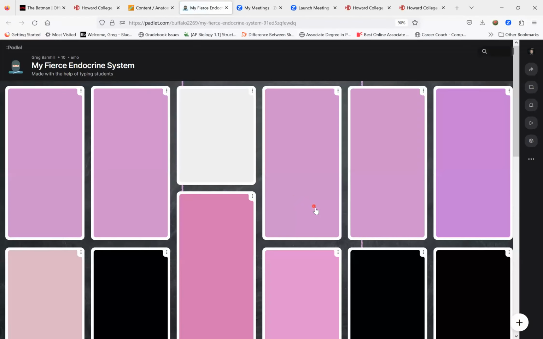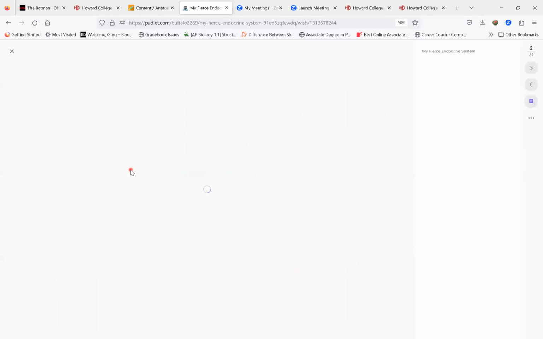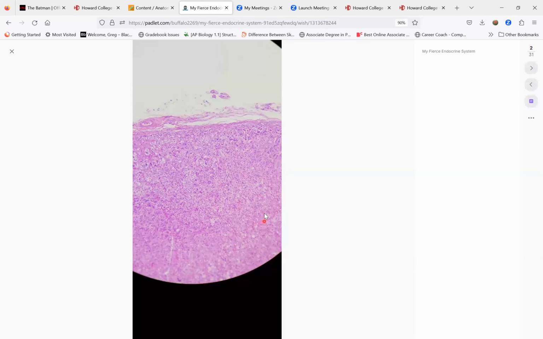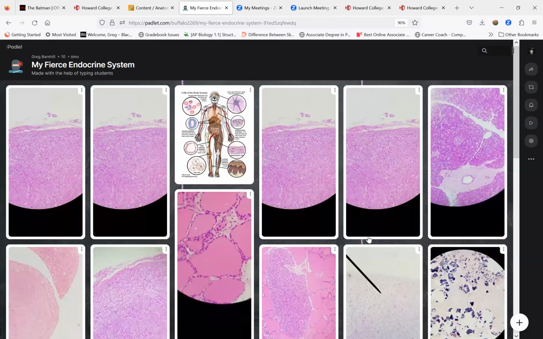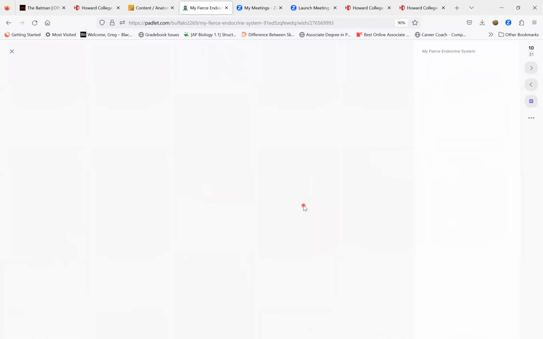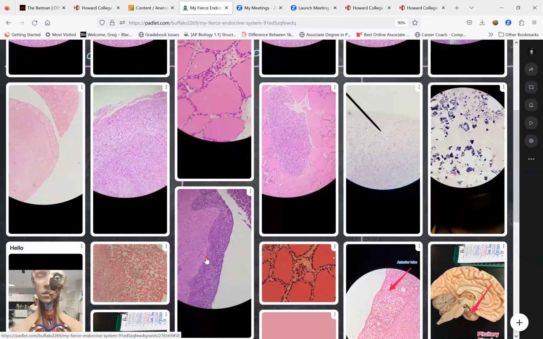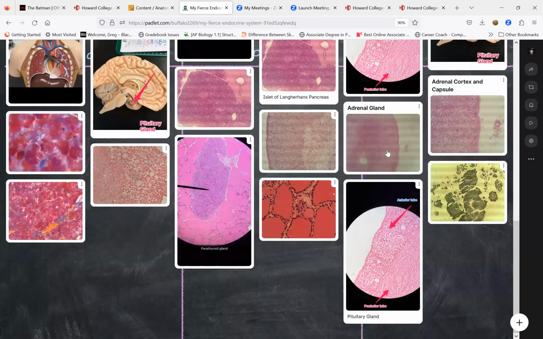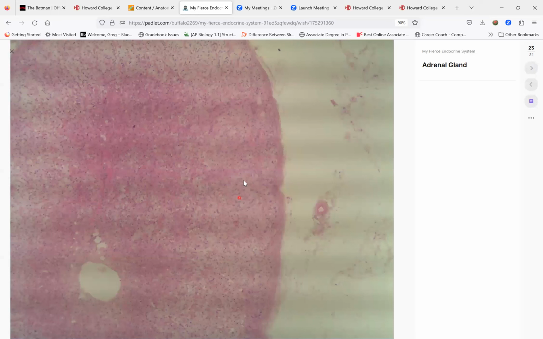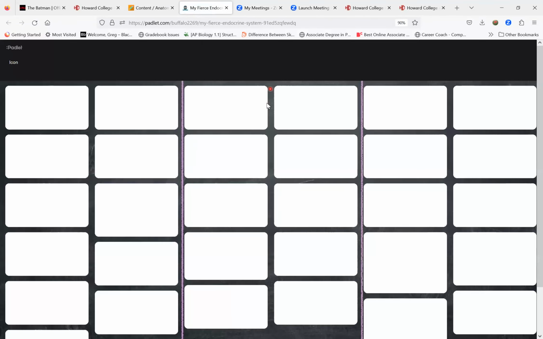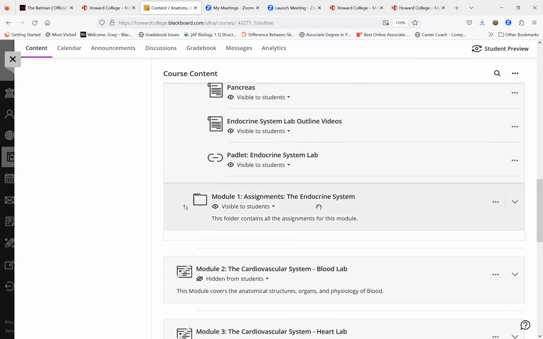This is a Padlet. It does have some good pictures here. That looks like an adrenal gland. There's a better picture there. That's a parathyroid gland. I was going to say there should be, there we go. That's an adrenal gland. Here's the cortex and the medulla, but you'll want to go through and look at all of those, look at all these pictures, watch all the videos.